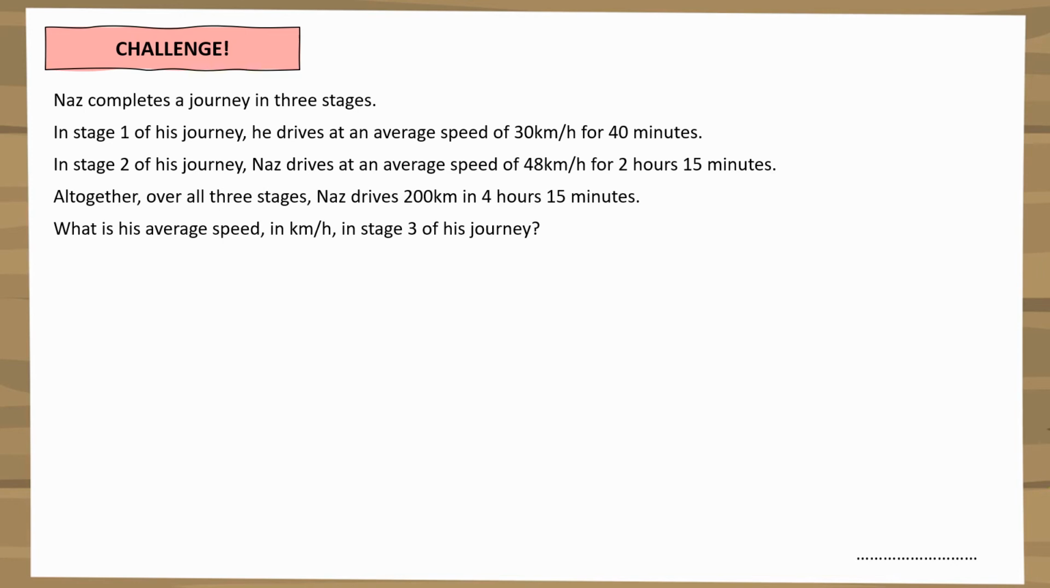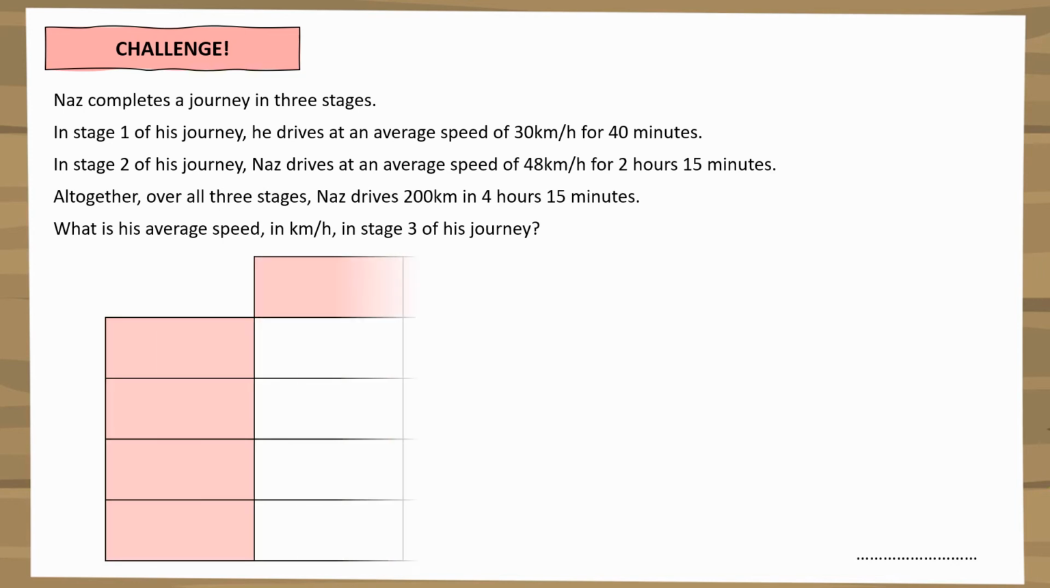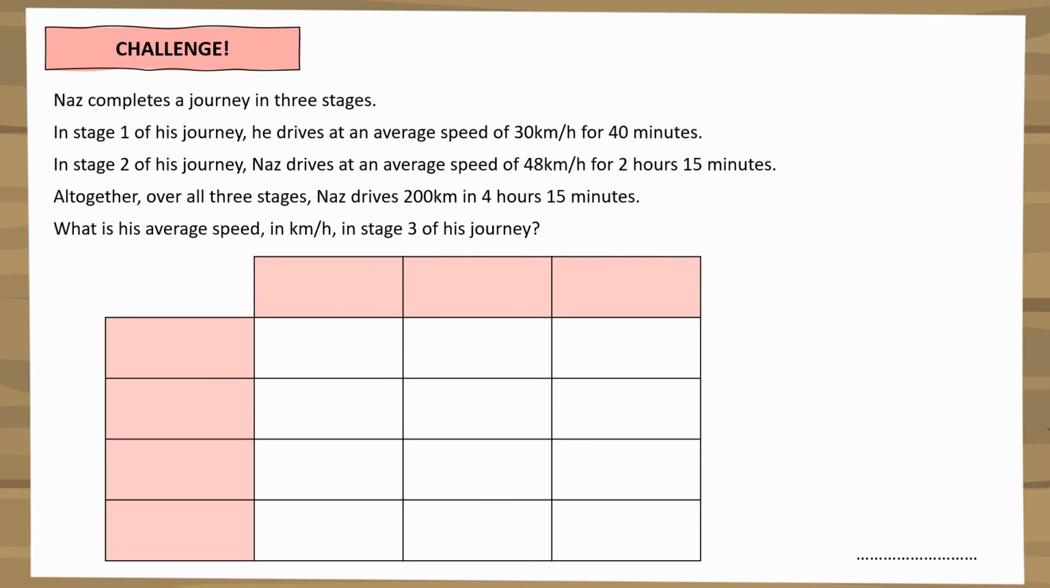Okay, so this one's a little bit different because we have 3 stages of the journey. So my two-way table is going to need an extra row. Okay, so this is what it looks like. Obviously mine's really lovely and neat here on the computer, but if you just do a sketch, you just need to make sure that you add in an extra row.